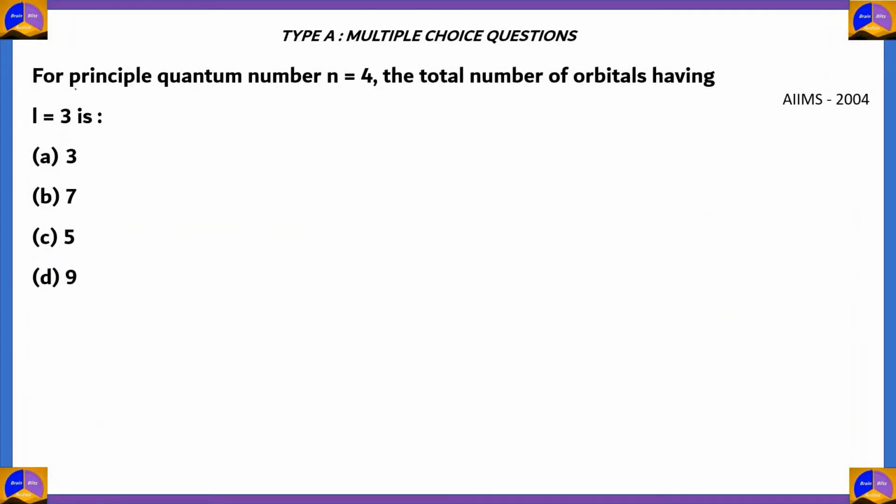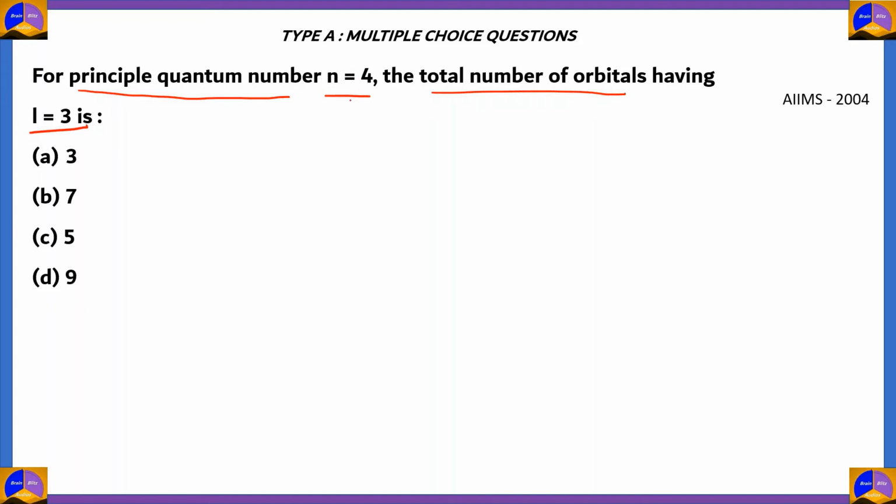Next question. For the principal quantum number n equal to 4, the total number of orbitals having l equal to 3 is... So we're given the options 3, 7, 5, and 9. We need to find out the total number of orbitals having a principal quantum number n equal to 4 and an azimuthal quantum number l equal to 3.